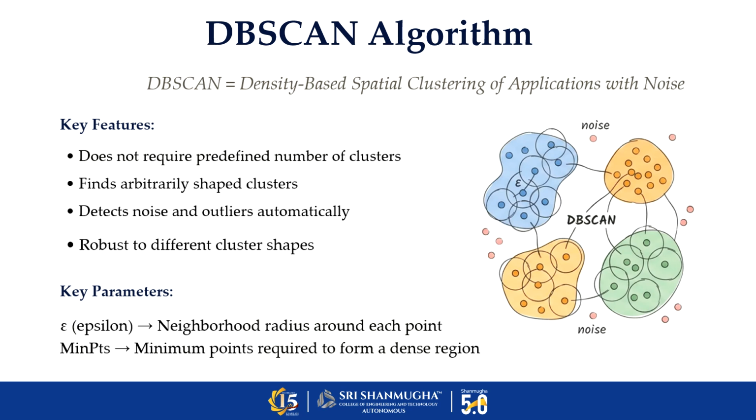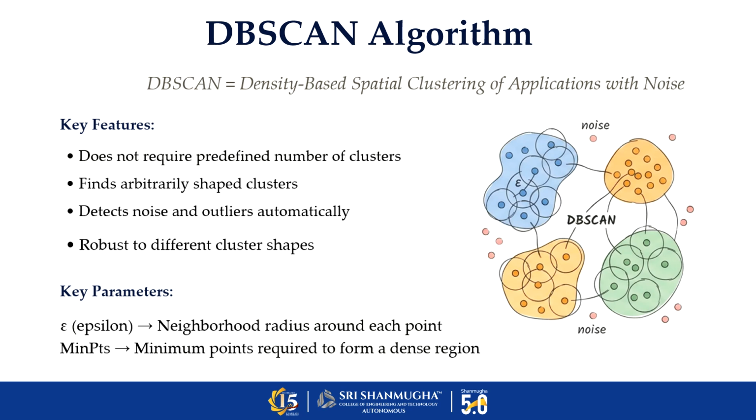Okay. So how does it work? Let us see step by step. The first step is it picks any unvisited point. Find all points within epsilon distance. And if the count is greater than or equal to min points, then that particular point is a core point. So start a new cluster, expand it by checking all neighbors of P. If the count is the reverse, that is, if the count is less than min points, then P is temporarily labeled noise. That is, it becomes an outlier.